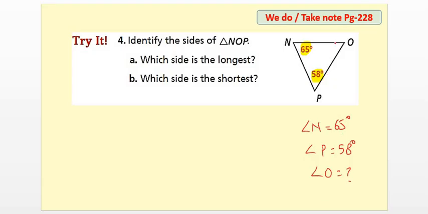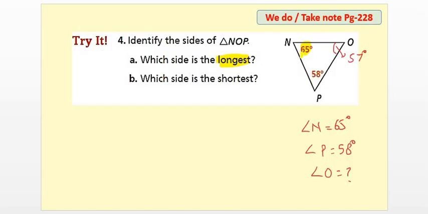So angle O is 57 degrees. Now if you want to find which side is the longest, the longest side lies opposite to the largest angle. Which angle is the largest? Let's check.